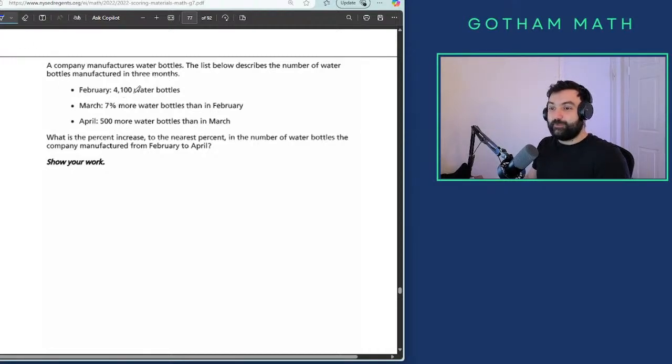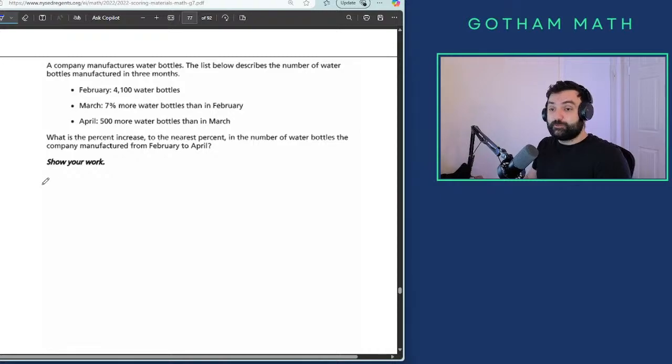What do we have? We have a company that manufactures water bottles. The list below describes the number of bottles manufactured in 3 months. February is 4,100 water bottles. March is 7% more water bottles than in February. April is 500 more water bottles than in March. What is the percent increase to the nearest percent in the number of water bottles the company manufactures from February to April? Actually, pretty straightforward question. There is no elaborate trick here, if you know what I mean. Everything is straight up.